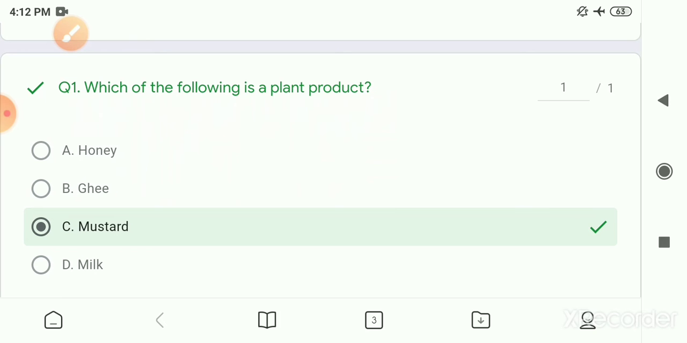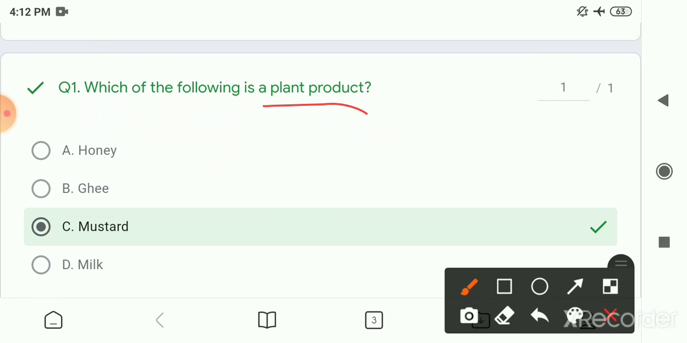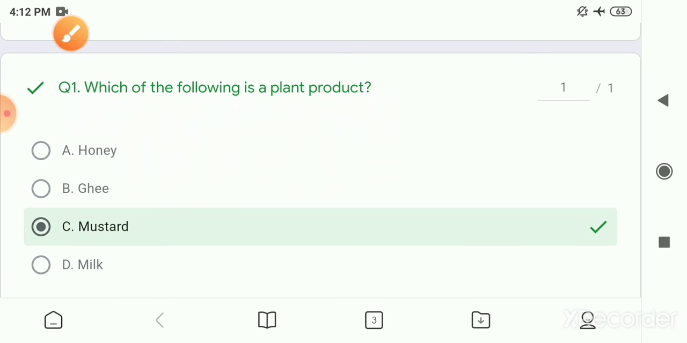which of the following is a plant product? We have to tick mark the plant product. The options are honey, ghee, mustard or milk. So here your answer is option C, that is mustard. Mustard is the plant product. The rest of the examples are the example of animal products. So here your answer is option C.